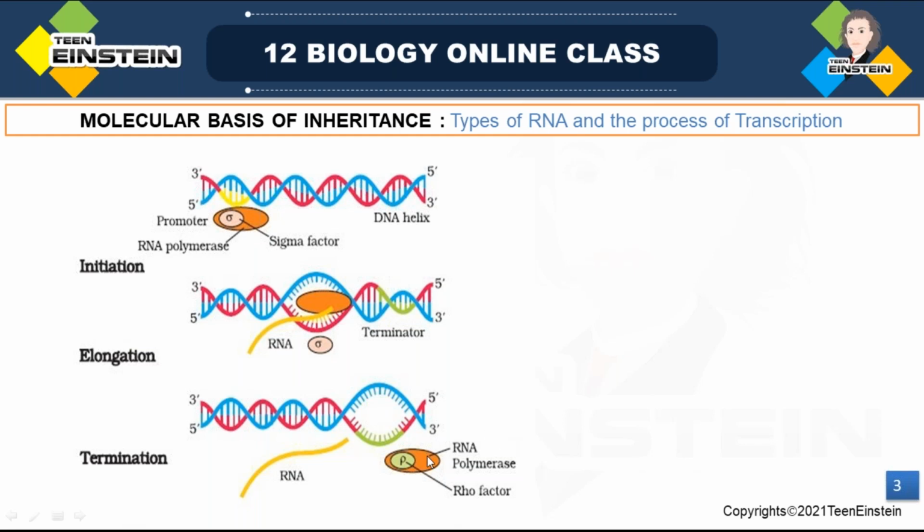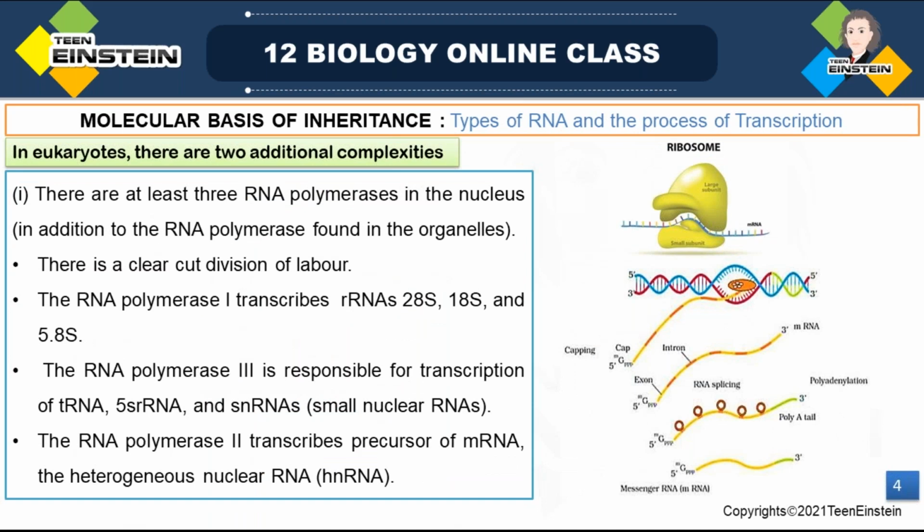And all these steps are catalyzed only by the RNA polymerase enzyme. In the case of bacteria, there is only one enzyme, the RNA polymerase enzyme. So sigma and rho factor become functionless in which step? During the elongation step, the sigma and rho factors, both the initiation factor and the termination factor, become functionless. So that's all about the process of transcription in bacteria. And in bacteria, only one RNA polymerase you can see, right?